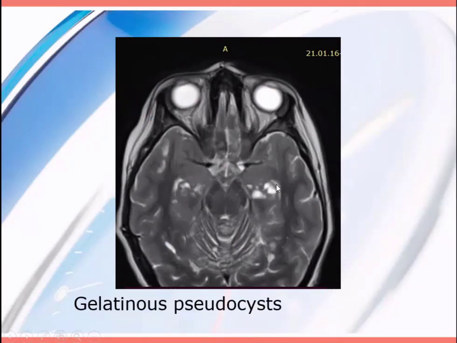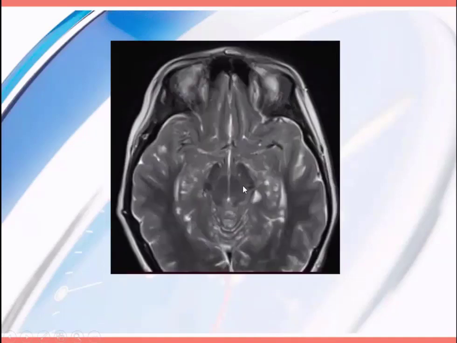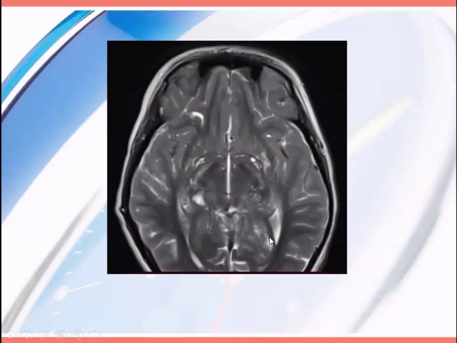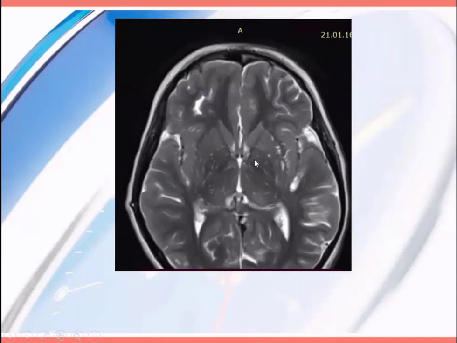What are the gelatinous pseudocysts? They are extraaxial areas surrounding the Virchow-Robin spaces. They accumulate gelatinous material, and they are called gelatinous pseudocysts. This is a typical appearance, like enlarged Virchow-Robin spaces, but they are very characteristic in that they have a wall. You can see their walls.